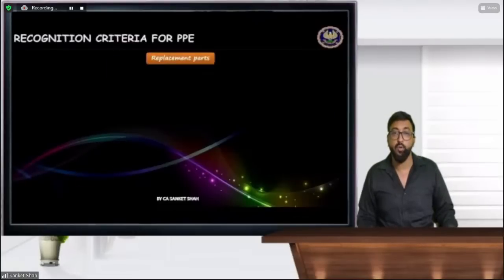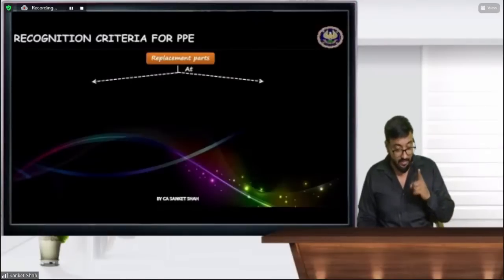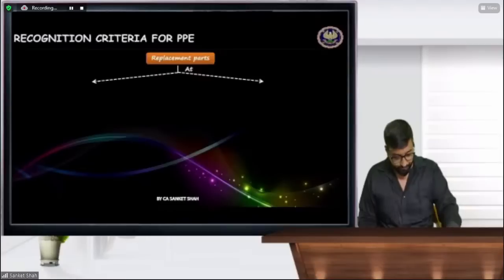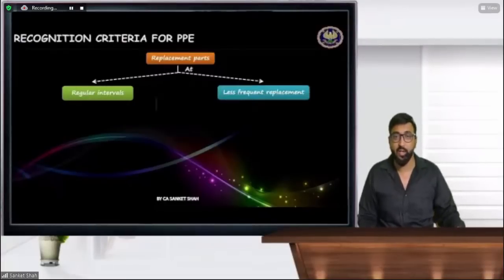Now what about replacement parts? Replacement parts. Now this is very interesting, beta. Please understand it. This is a very new feature as per the revised accounting standard. Regular intervals. You are doing replacement at regular intervals or frequent replacements.